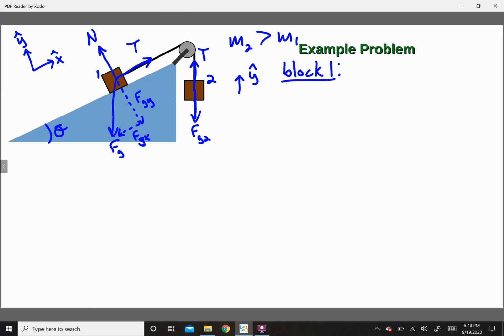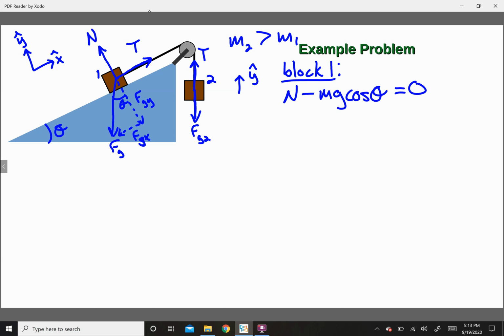So then when we look at block 1, we would see that in the y direction, we have the normal force pointing up, and we have the y component of gravity pointing down, okay? And that's mg cos theta, okay? And that equals 0. Because the block doesn't fly off the ramp or fall through it.